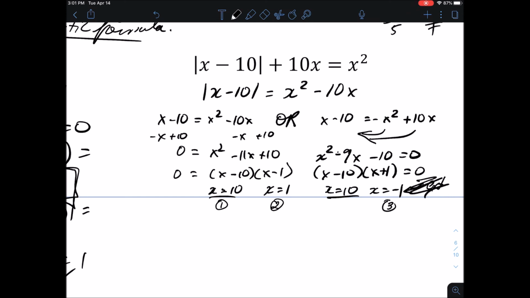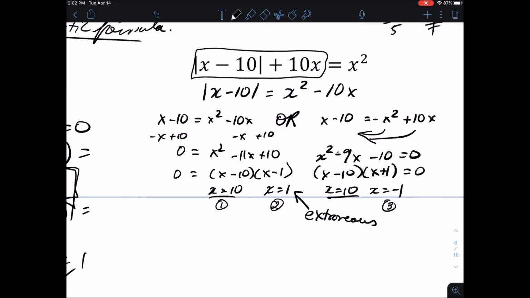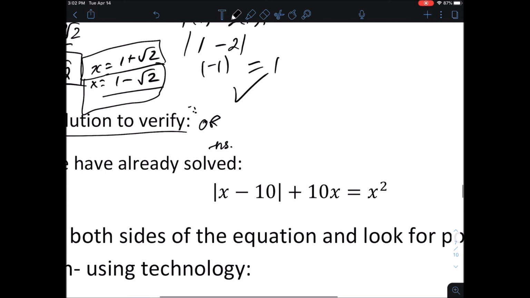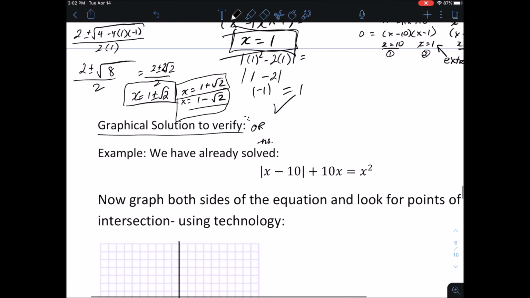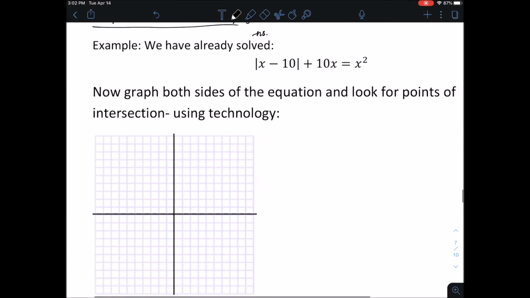And you should get that the positive one turns out to be extraneous. Sorry, yeah, it's the positive one. This one's extraneous. So you could try graphing it as well. So if you graph, this side is y1, and then just regular x squared is y2. So let's look at that down here.